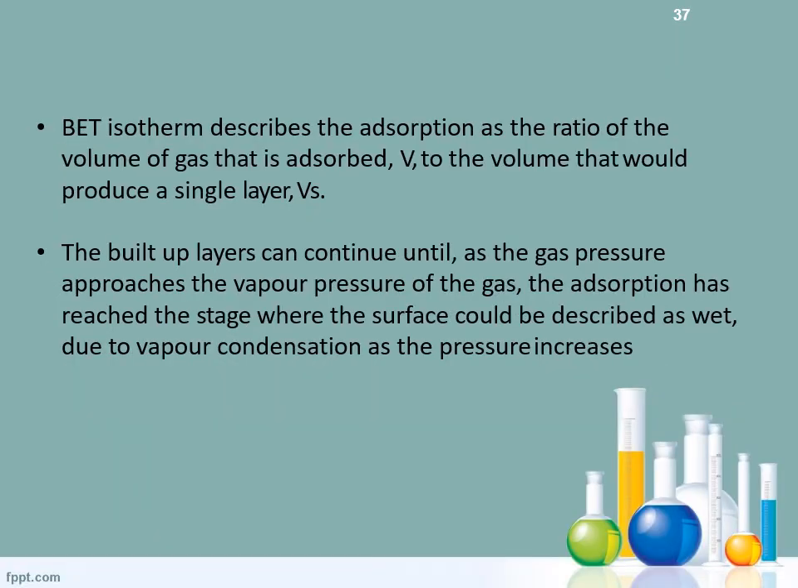The BET isotherm describes the adsorption as the ratio of the volume of gas that is adsorbed to the volume that would produce a single layer. The build-up of layers can continue until, as the gas pressure approaches the vapor pressure of the gas, the adsorption reaches the stage where the surface could be described as wet due to vapor condensation as the pressure increases.